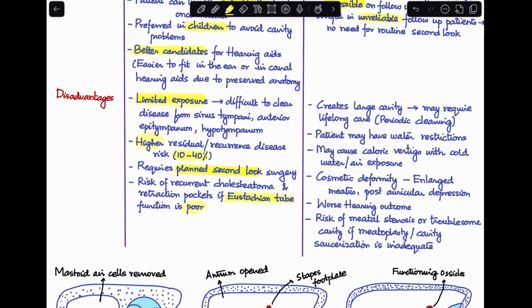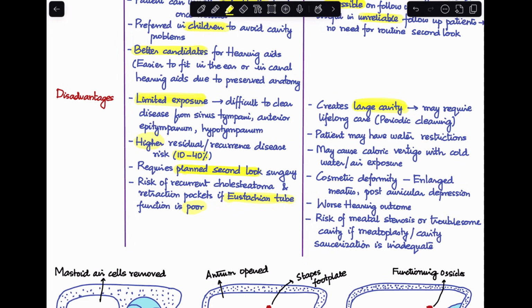Next, let's look at the disadvantages. So the first disadvantage is the large cavity that you're creating and all the problems that come along with that. It can have different complications, like granulation tissue formation or meatal stenosis, and this will also require lifelong care of periodic cleaning and oral toileting.